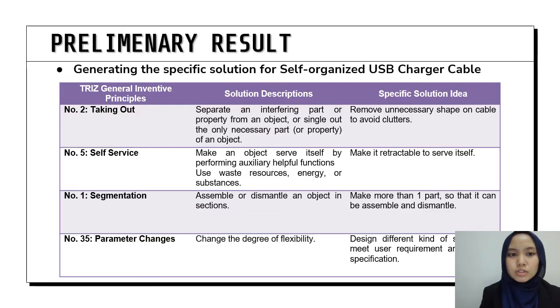The preliminary results from the TRIZ method that I got are number 2 taking out, number 5 self-service, number 1 segmentation, and number 35 parameter changes. The specific solution ideas are: remove unnecessary shape on the cable to avoid clutter, make it retractable to serve itself, make it more than one part so that it can be assembled and dismantled, and design different kinds of cable shapes that meet user requirements and specification needs.